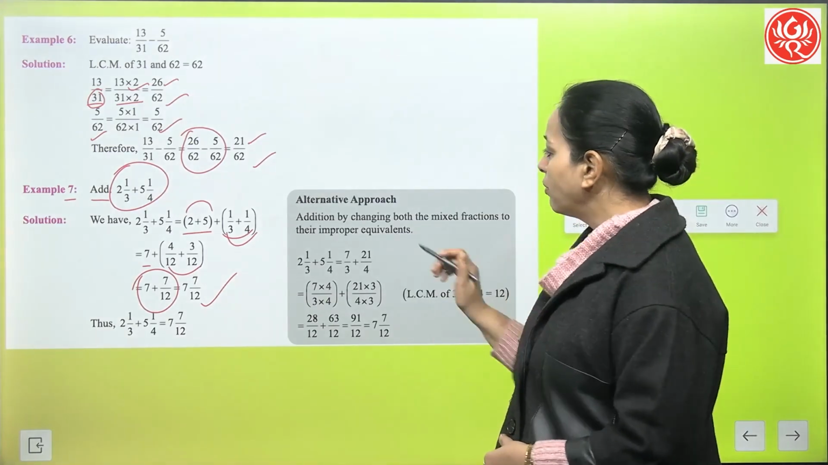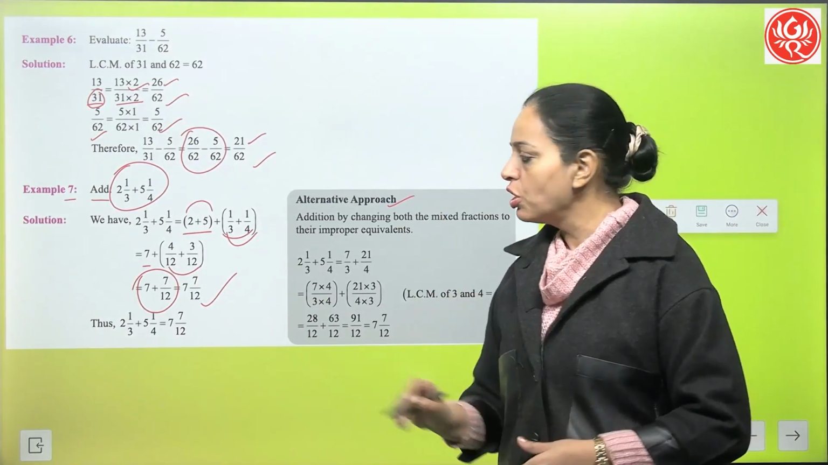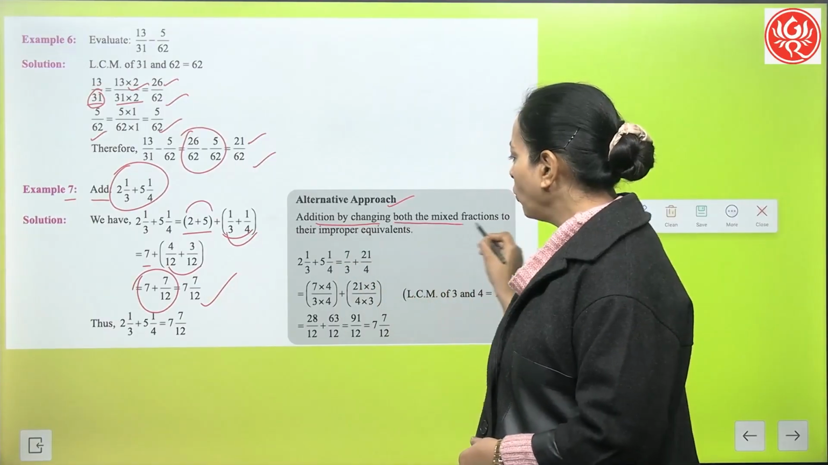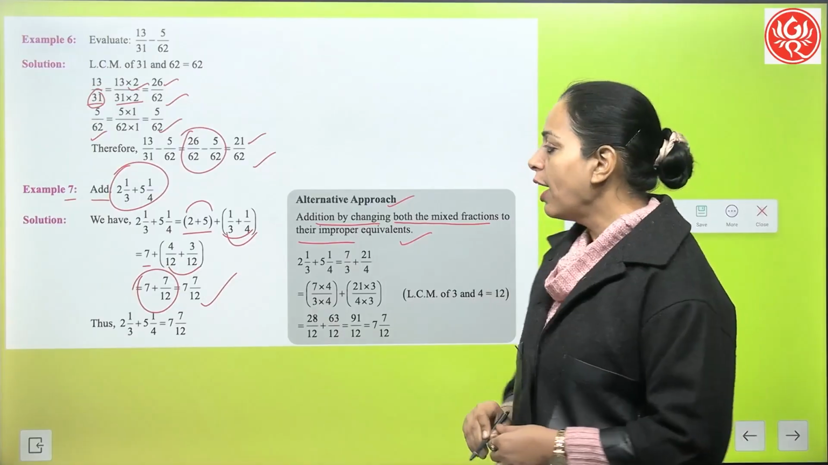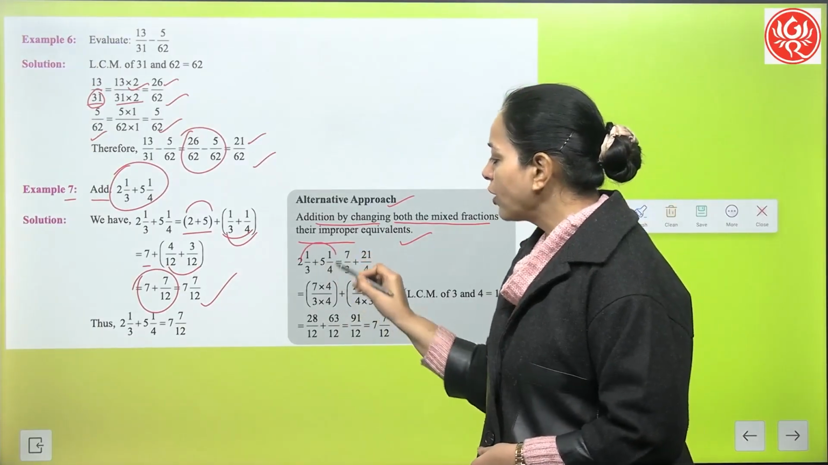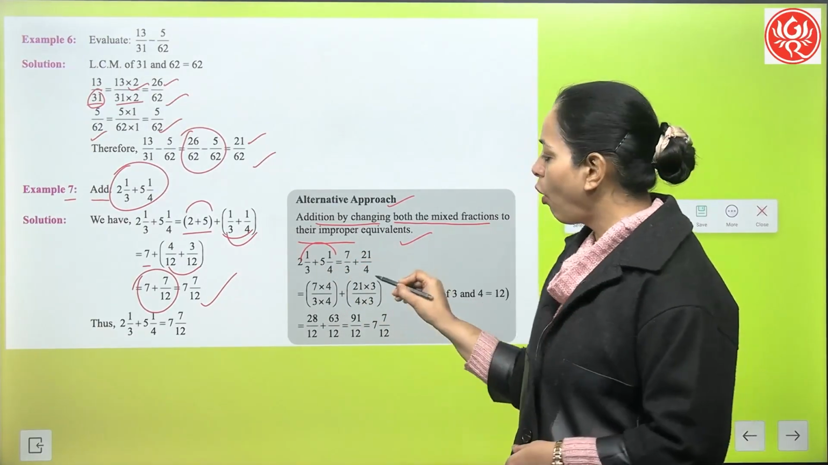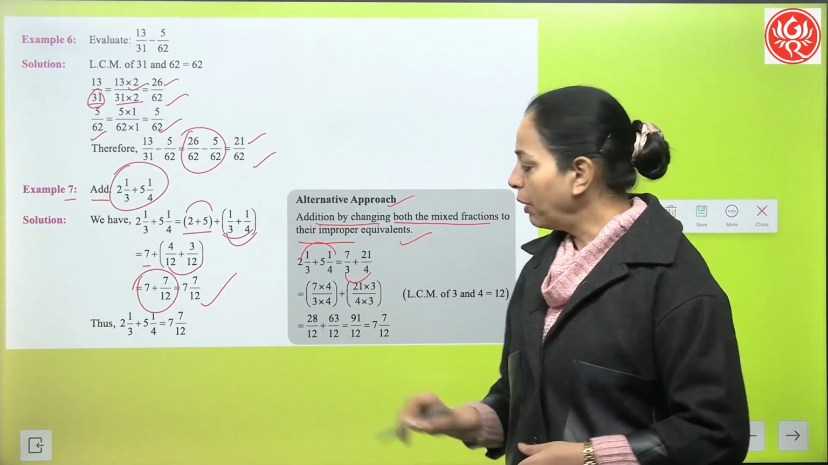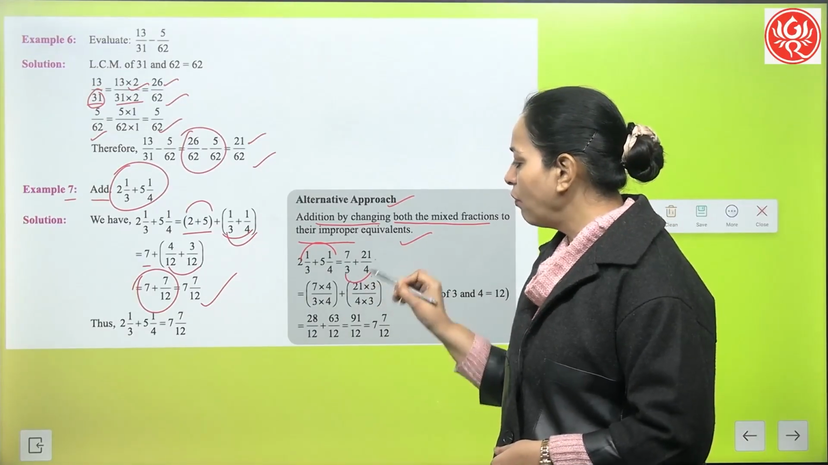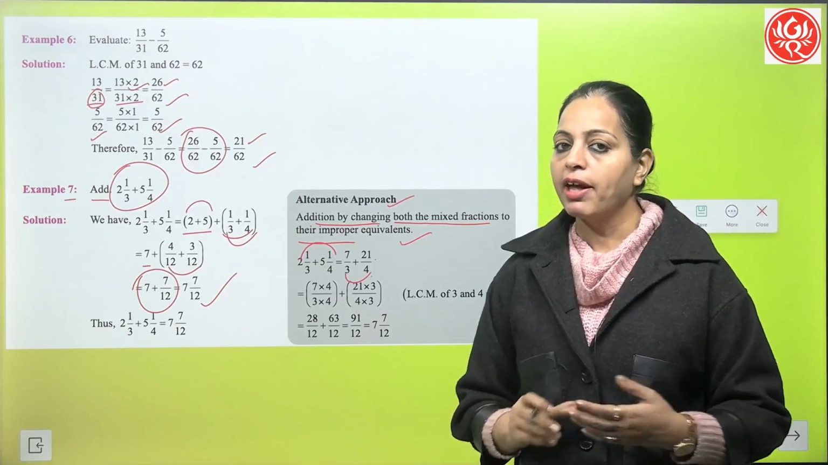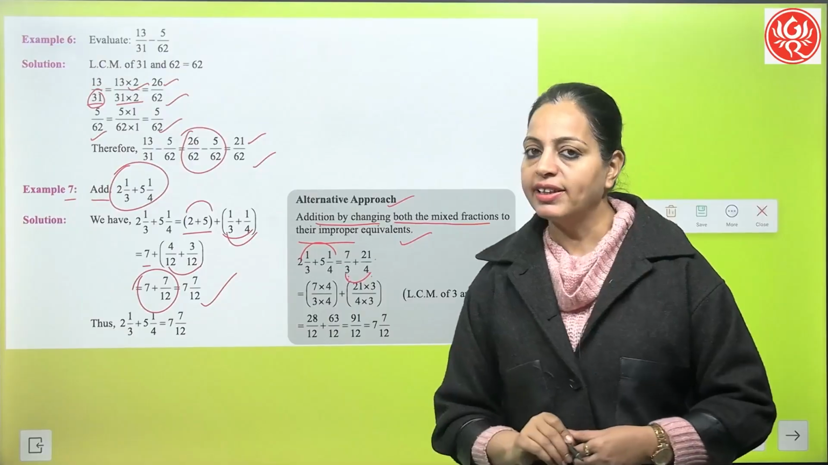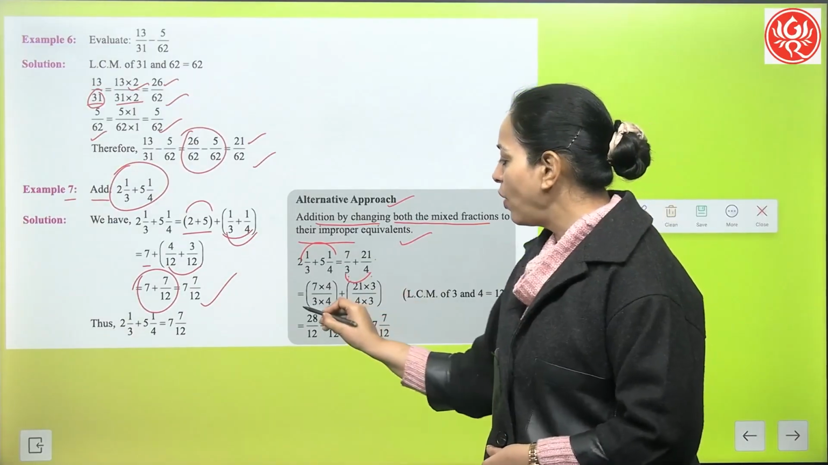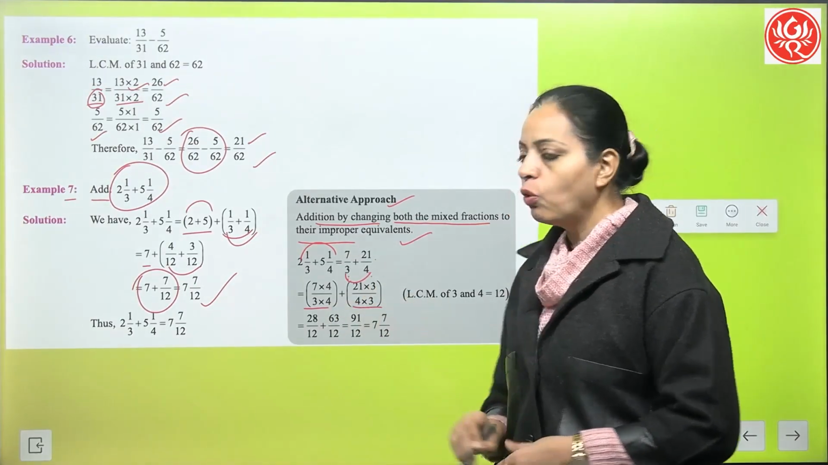There is another method, an alternative approach: addition by changing both the mixed fractions to their improper equivalents. We will change both into improper fractions. It becomes 7 by 3 plus 21 by 4. Now these are our unlike fractions. Now make the denominator same. Take the LCM. LCM is 12. So 3 into 4, 4 into 3.